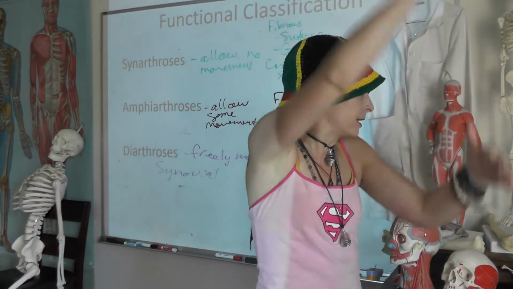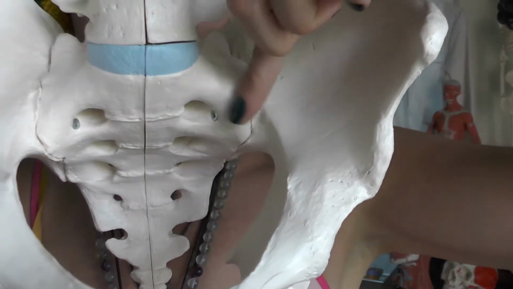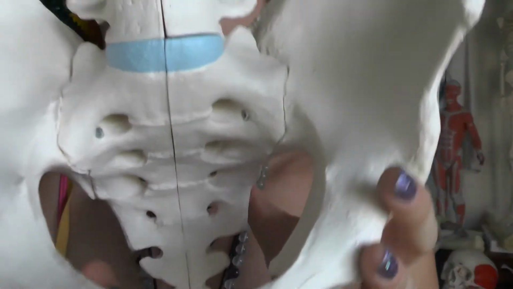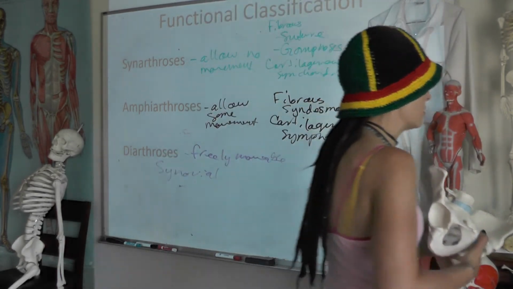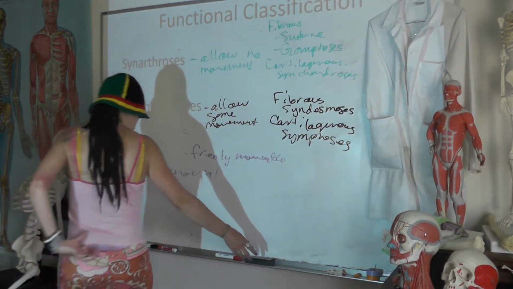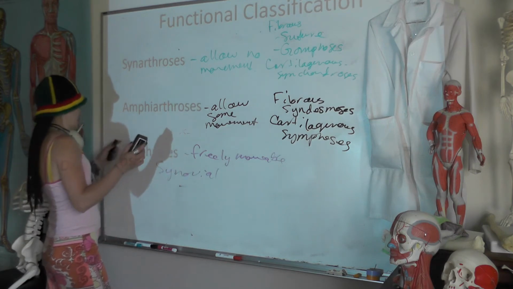Very obviously freely movable. This joint right here, between your sacrum and your ilium, is called the SI joint, the sacroiliac joint. That is freely movable. Do you know how much it freely moves? Not a lot. So your synovial joints still have varying ranges of motion, even though they're considered freely movable. You just gotta memorize it and deal with it. Why? I don't make the rules, I just follow them, and you do too.